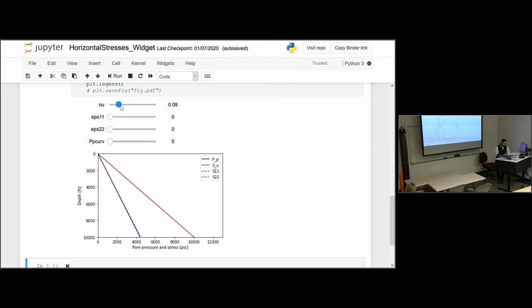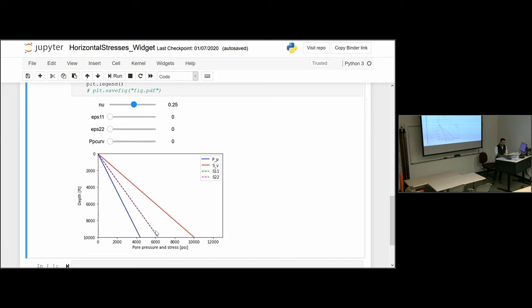Let's take the Poisson ratio to the typical value that we said before, 0.25. Now at 0.25, if you remember, we said that effective horizontal stress will be one third of the effective vertical stress. And this is exactly what you see here. The distance from here to there is one third of the distance from the red curve to the blue curve. And the two horizontal stresses are the same. This is the case for which we said that we have a tectonically passive environment. That means that there are no strains in horizontal direction. And sometimes you have cases like that, or close to that, in which you have this type of stresses.